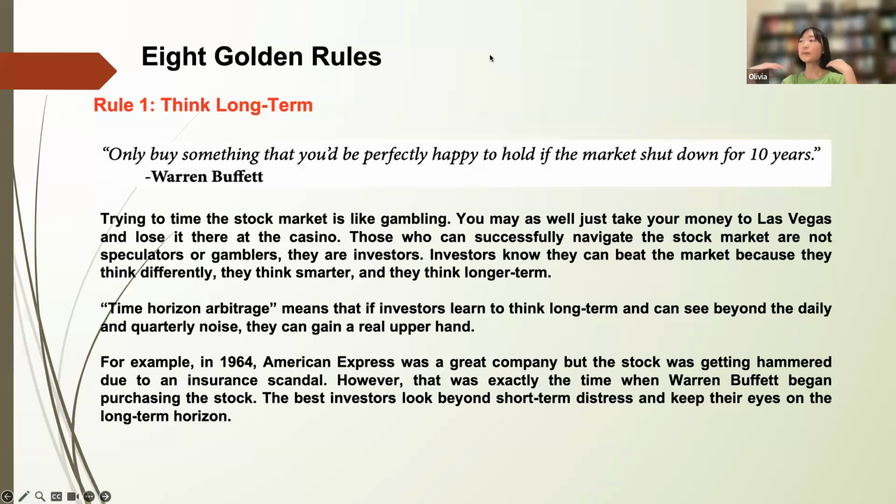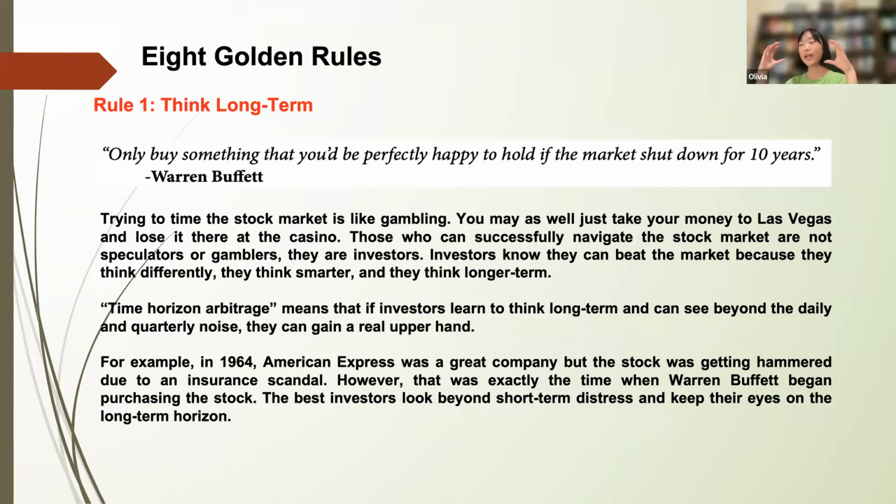Trying to time the stock market is like gambling. You might as well just take your money to Las Vegas and lose it in a day at the casinos. Those who can successfully navigate the stock market are not speculators or gamblers taking bets. They're investors. Good investors can beat the market because they think differently, smarter, and longer term.